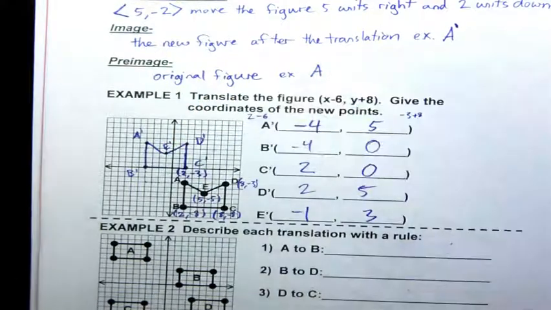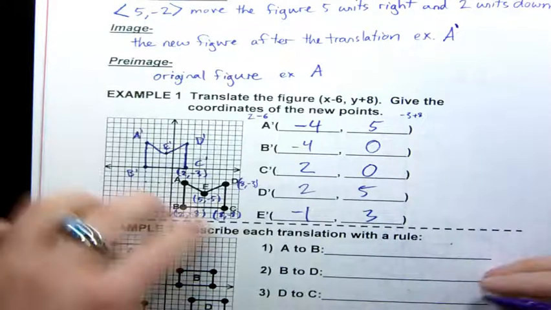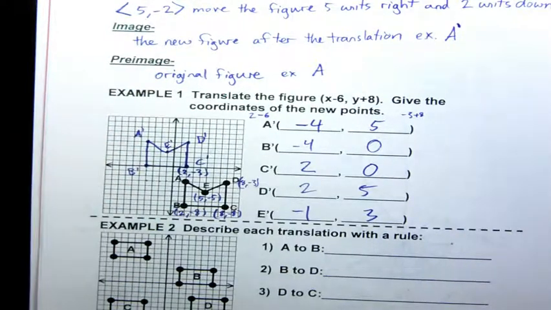Yeah, so when we translate, the figure is always going to look exactly the same. It's not flipped over like the reflections we did. It's just moved, and everything's moved like that.